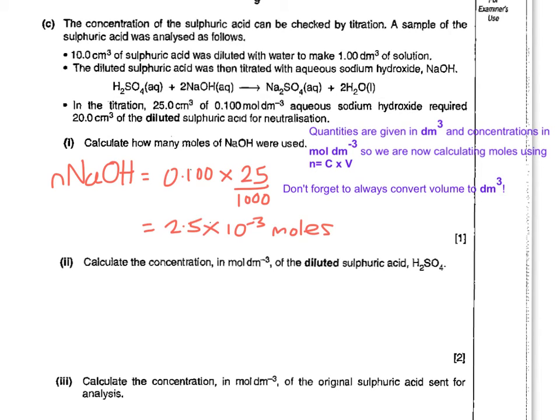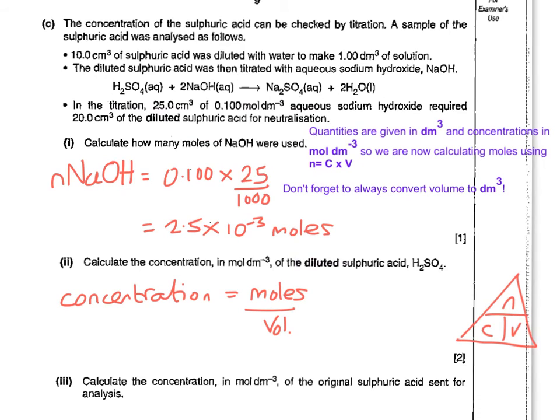So the next part of the question is quite important. It says calculate the concentration in moles per decimeter to the minus 3 of the diluted sulfuric acid. So as you can see, the volume needed of diluted sulfuric acid was 20 centimetres cubed. So just read the question to make sure that you know which volume to put in here. So you have to rearrange the n equals c times v equation to make concentration the subject, not forgetting that your volume has to be converted to decimeters cubed, which will mean that the volume part of the expression is going to be 20 divided by 1000.